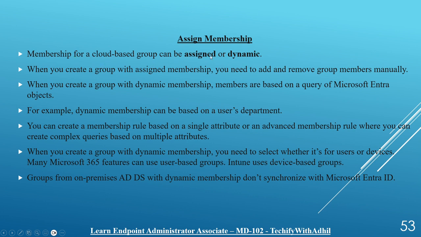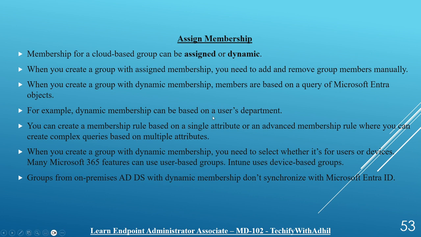Next, assign membership. Membership for a cloud-based group can be assigned or dynamic. When you create a group with assigned membership, you need to add or remove members manually. So when you create the group and add, say, 10 members, until you remove them manually or add some more, the group will contain those 10 members only. When you create a dynamic membership group, then based on the query we set up on Microsoft Entra objects, it will keep changing the membership, with users being added and removed based on the query.